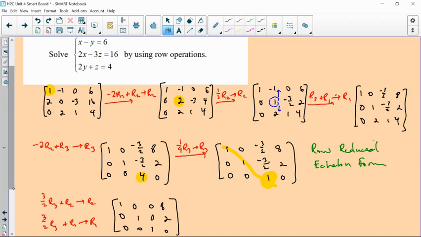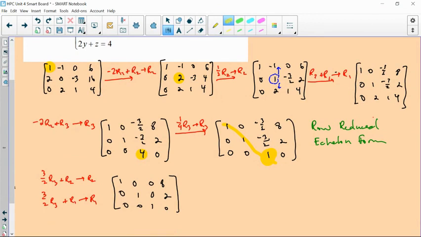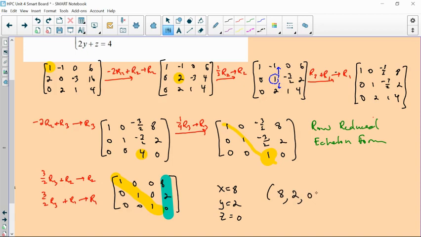So that is row reduced echelon form. And again, we know that it is row reduced echelon form because we have a 1 down the diagonal and zeros everywhere else other than our solution column. So this tells us that our first one, x, is equal to 8, our second one, y, is equal to 2, and our last one, z, is equal to 0. So it's the ordered triple 8, 2, 0.